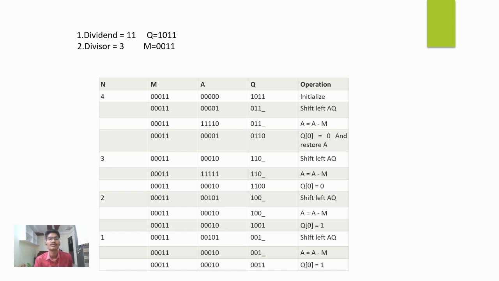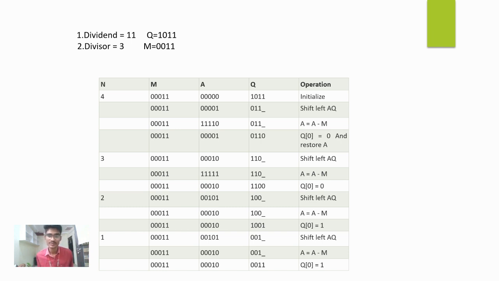As the MSB of A is 1, the Q naught will be replaced with 0, which means that the empty place will be replaced with 0. And as the MSB of A is 1, we're going to perform restoration, then A becomes 00101. After the left shift, A becomes 00101, and then the value of Q becomes 1001, as the 1 from Q is shifted to A.